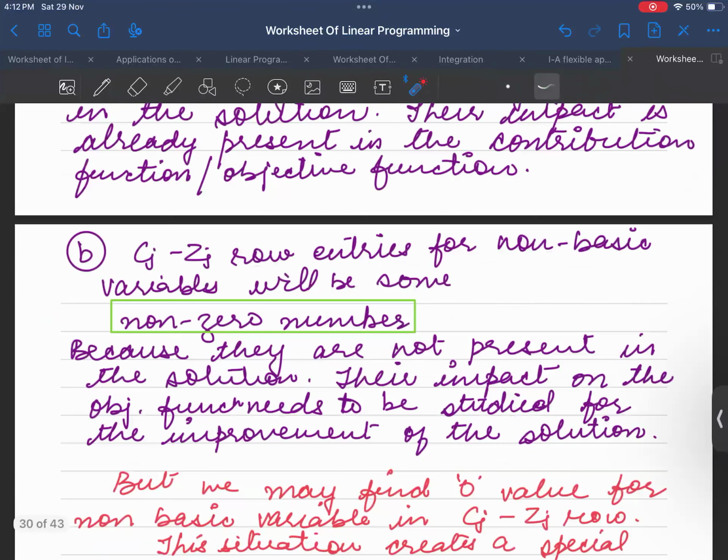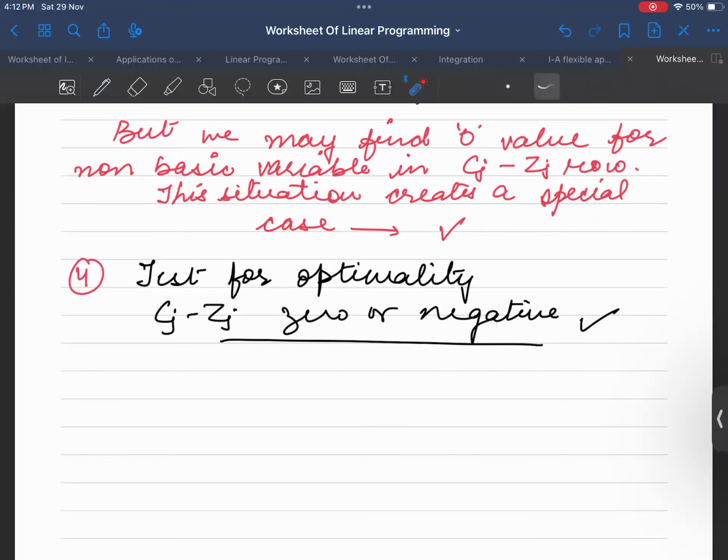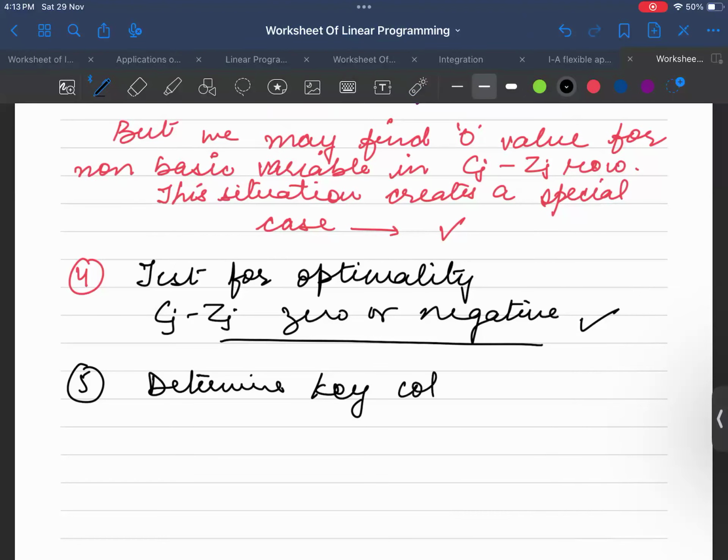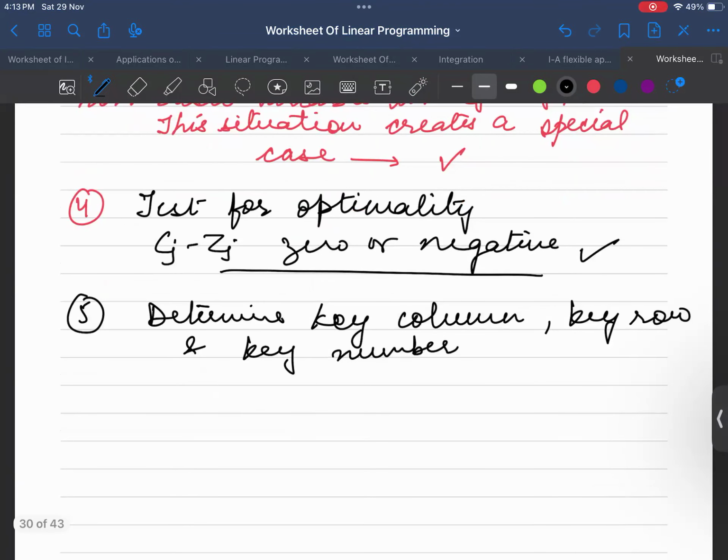I think it's clear. Then the fifth step is to determine the key. I'm just writing, but I have explained already: key column, key row, and key number. How have we identified them?